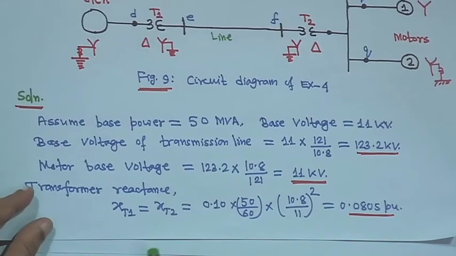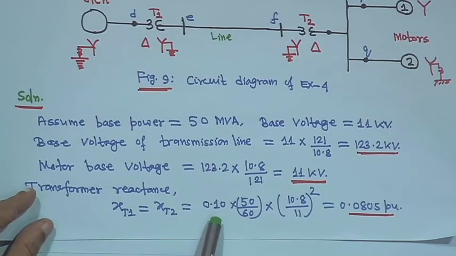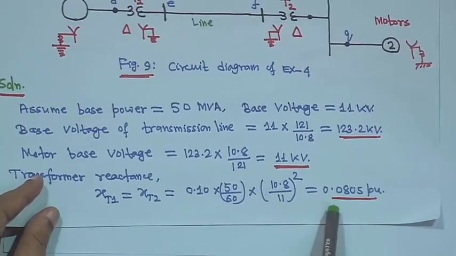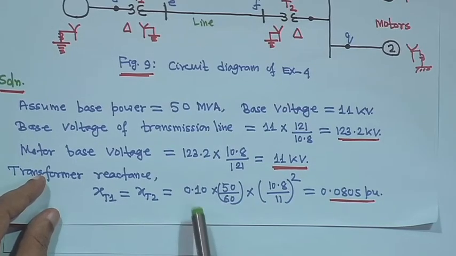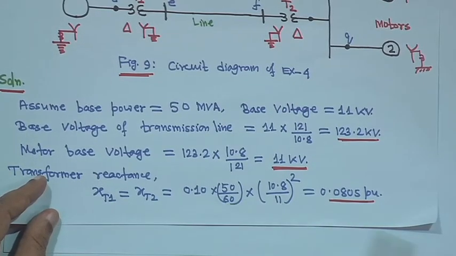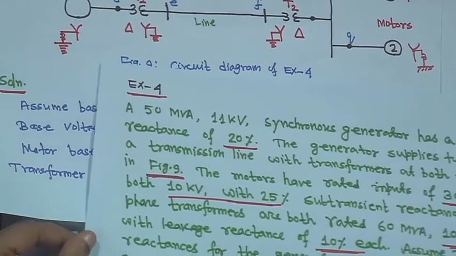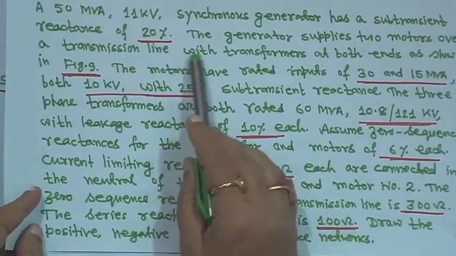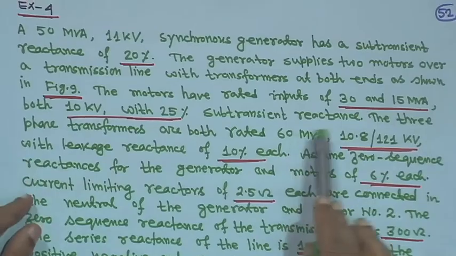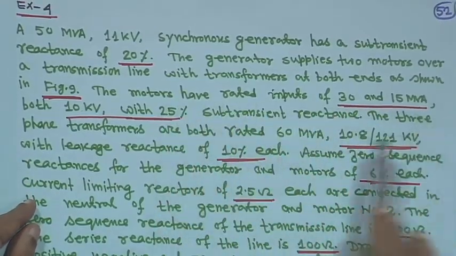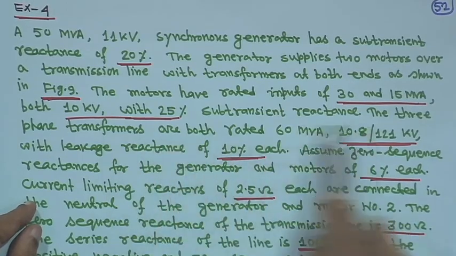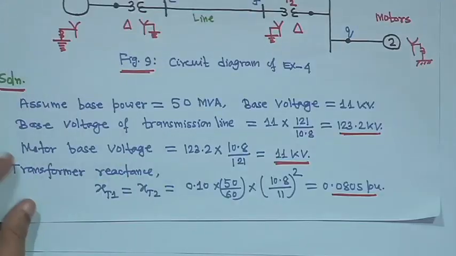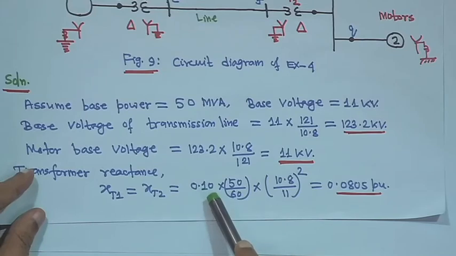So, transformer reactances XT1 and XT2 are both given as 10%. Now, as in the per unit system, first, the transformer rating is 60 MVA for both. Let me see where this data is given. Here it is given that the motors are rated at this, and the three phase transformers are both 60 MVA, rated at 10.8 by 121 kV. So the per unit impedance is given as 0.1.